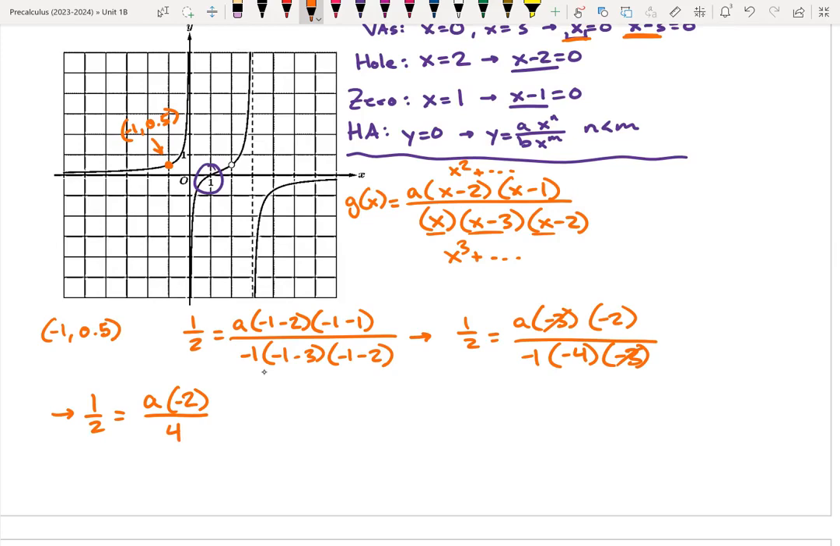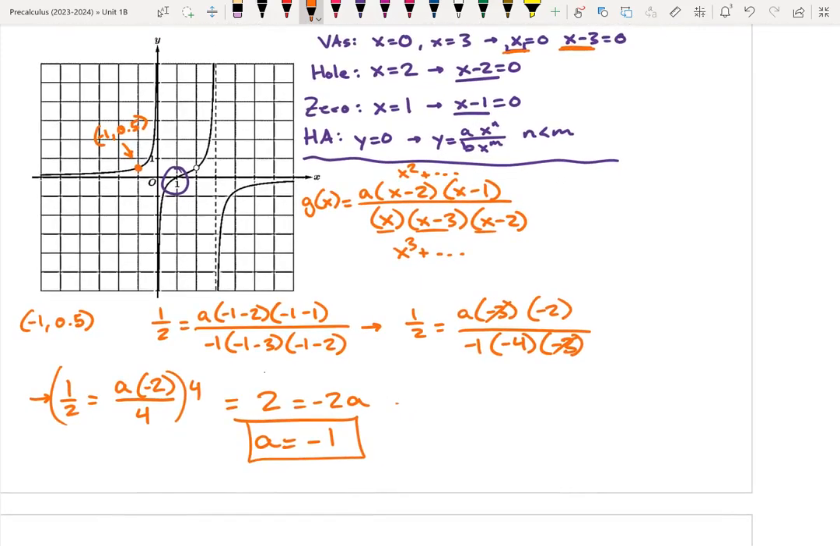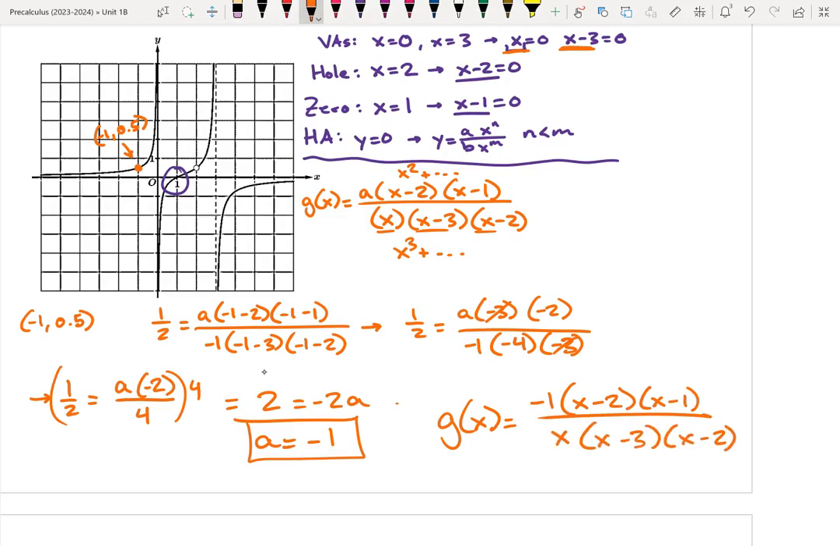Okay, so I'm going to go ahead and multiply everything by 4 to get rid of the 4. So that should give me 2 equals -2a. So then I get an a equal to -1. So a negative again, interestingly enough. All right, so then that gives me a function g of x equal to -1, x minus 2, x minus 1, over x times x minus 3 and x minus 2. That is a factored version of that function.